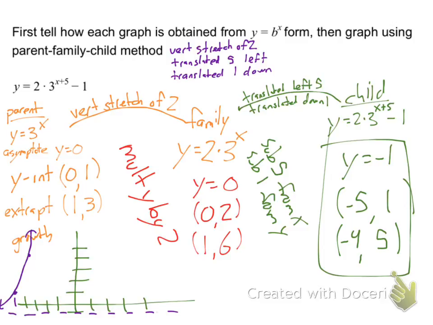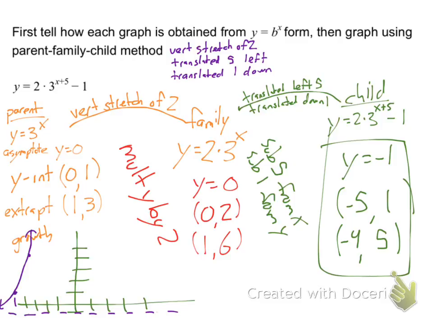When I go to graph these, or on your quiz, or in your homework, I am always going to say use the parent, family, child method, or PFC method. That means you are not allowed to make a table. Boom. I just stated it. It's on video. We are using the parent, family, child.